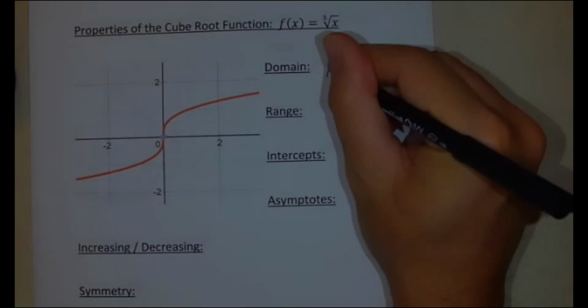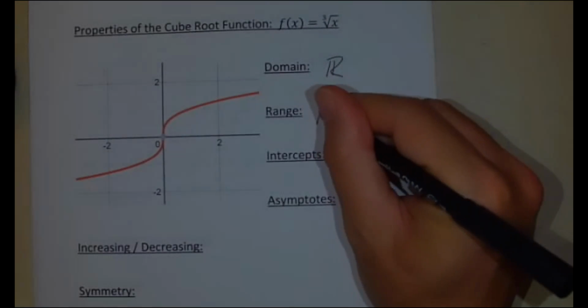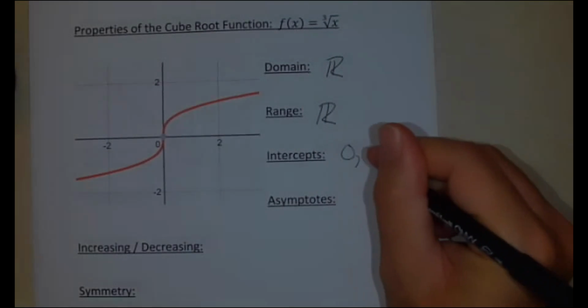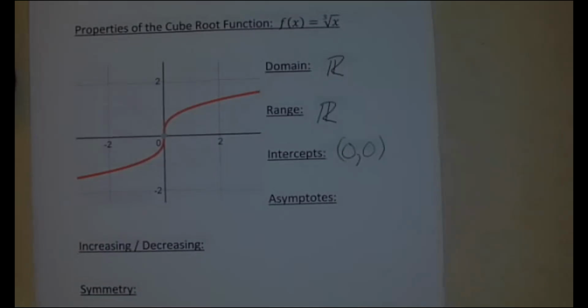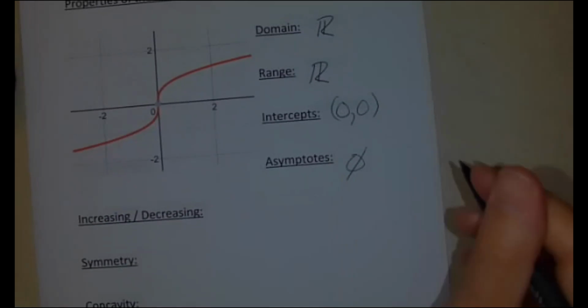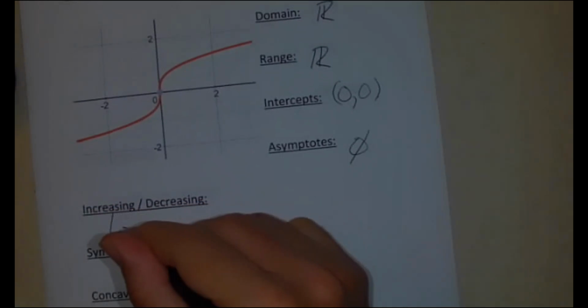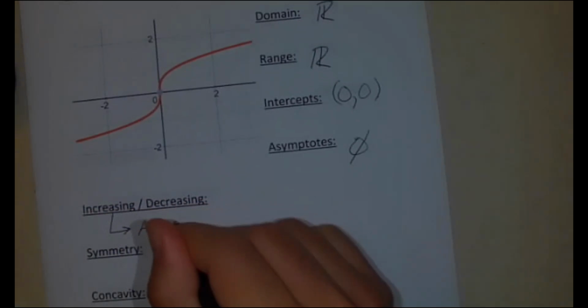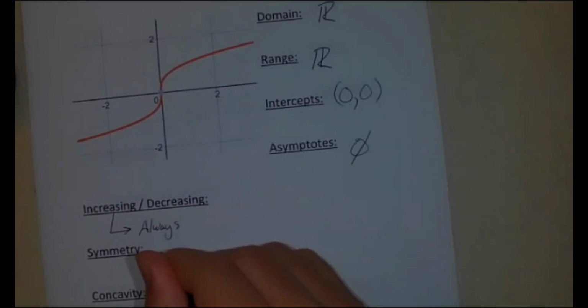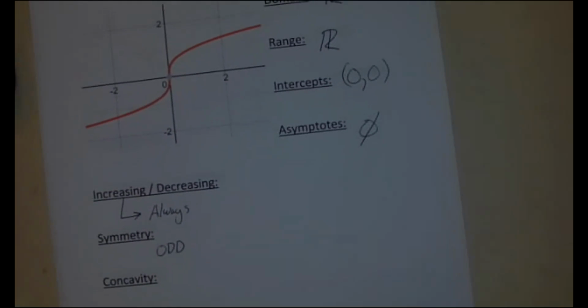My domain is all reals. My range is all reals. My intercept seems to be the popular choice, and it has no asymptotes. This guy is always increasing. I'm going to say always right there. It has odd symmetry. Another way of saying that it has odd symmetry is that it is a reflection of itself over the origin, over this point.